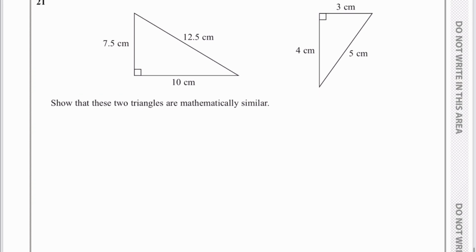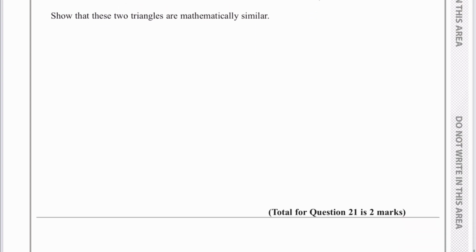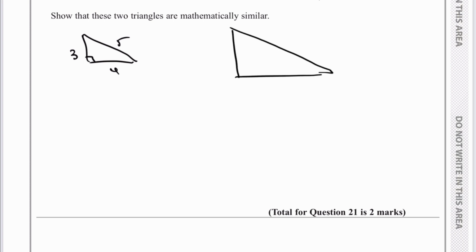So what I'm going to do is draw the smallest triangle on the left hand side and then the larger triangle on the right hand side, because it makes it much easier for me to see. So therefore I've got a 3, 4, 5 right angle triangle, and then the larger triangle is going to be 10 at the bottom there, which is the information I need.